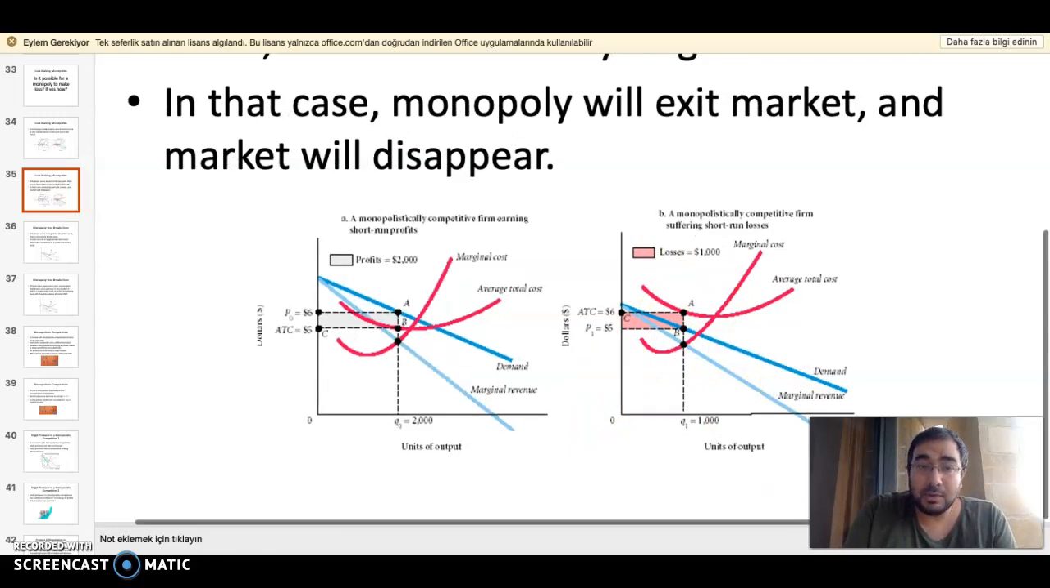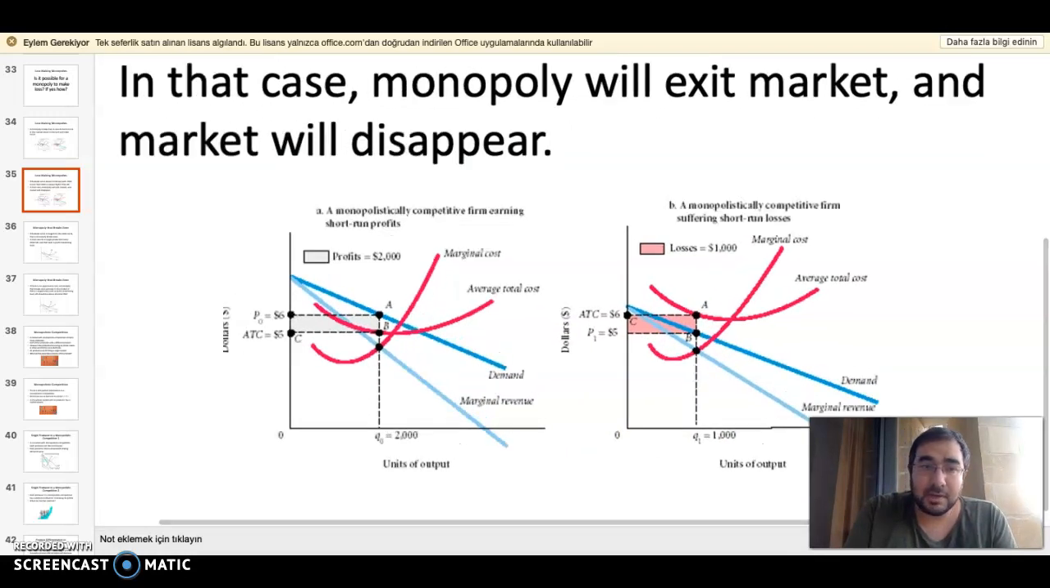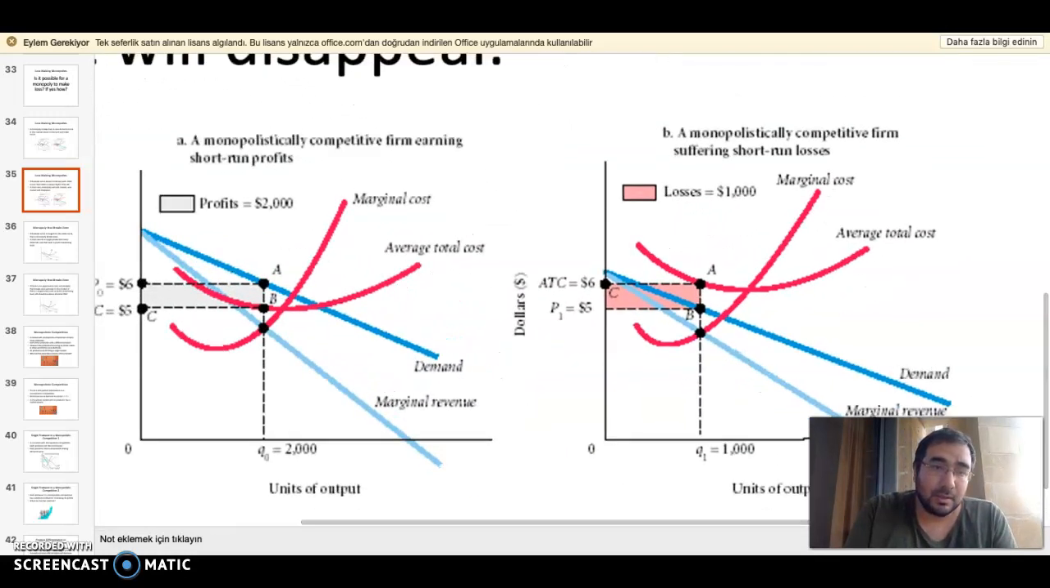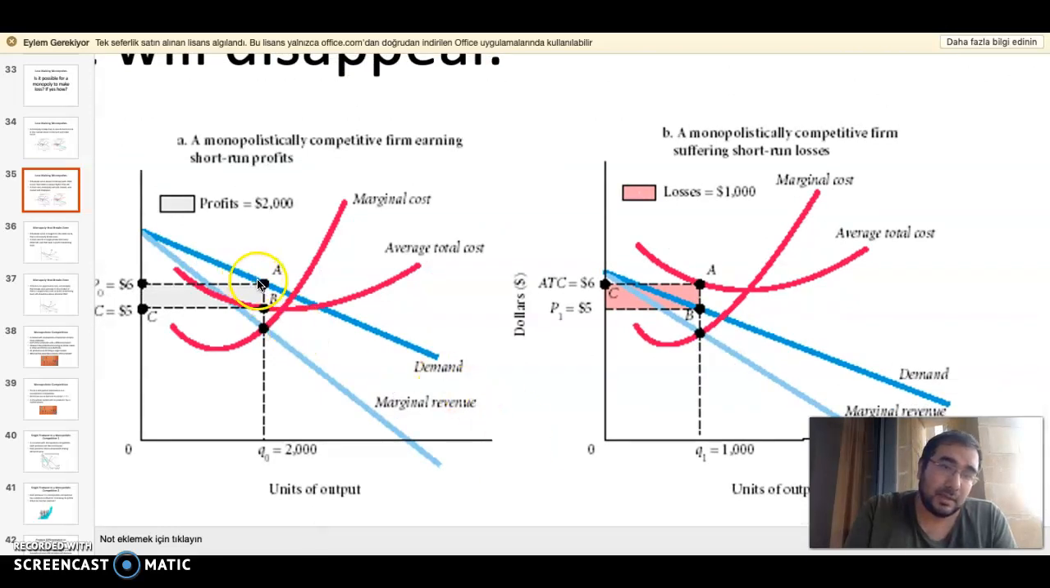But our monopoly might also have a case like this. In this case, our monopoly is producing at point A, 2,000 units for a price of $6, but it is very much possible for a self-sufficient company to produce at this point, maybe at $5 and at a higher quantity. So it is actually possible to reduce costs and increase quantities in the case of a monopoly. That's the basic point of it.